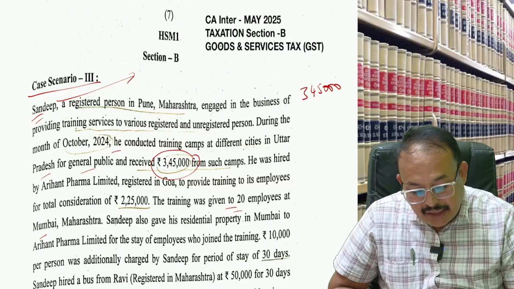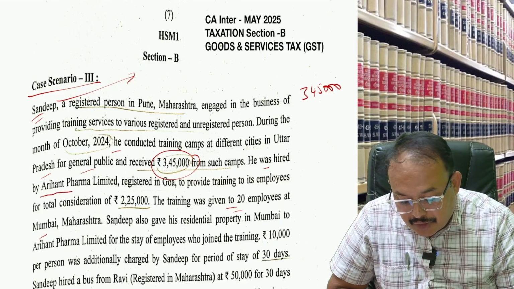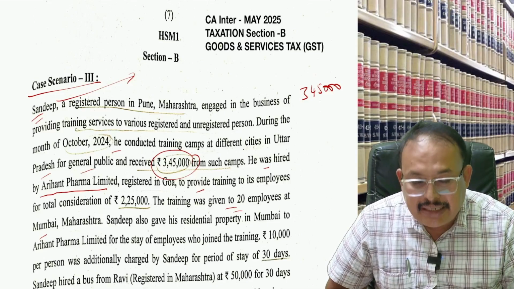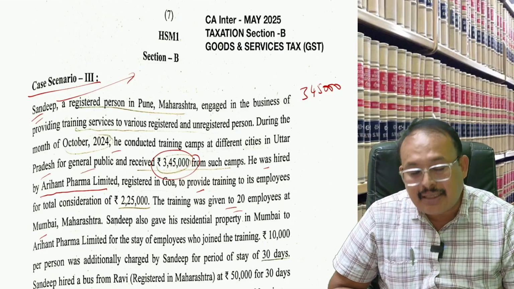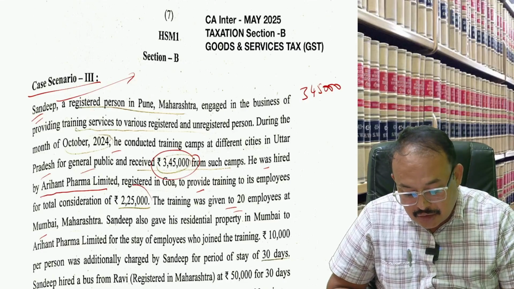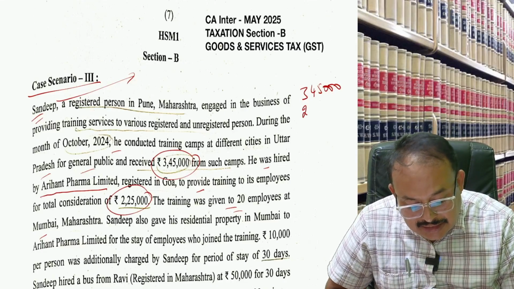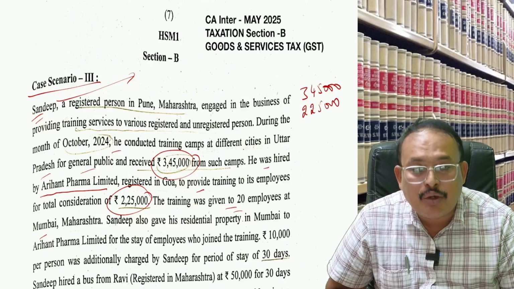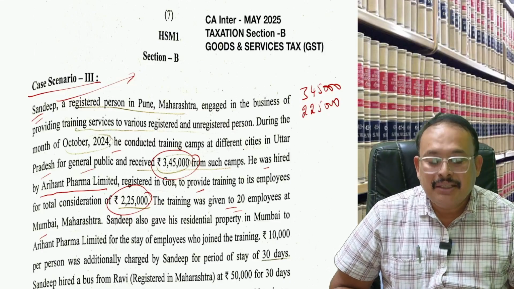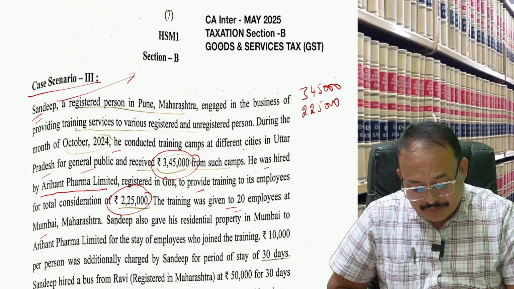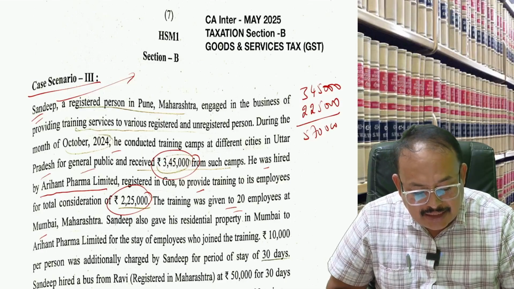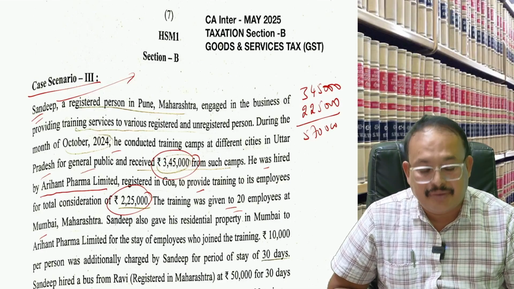Further, he was also hired by Arihant Pharma Limited, a registered person in Goa, to provide training to its employees. As a result, Sandeep also provided services to the Goa client, a registered person, for 2,25,000. This is also an interstate supply, where the place of supply is the location of the recipient if the recipient is a registered person. So far we have 5,70,000 as our taxable outward interstate supply.